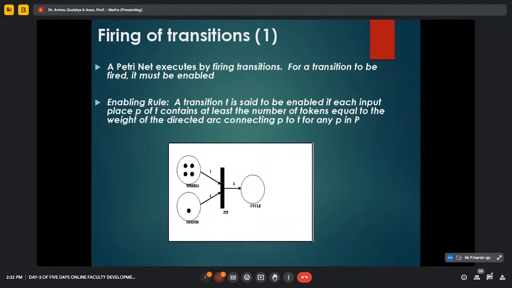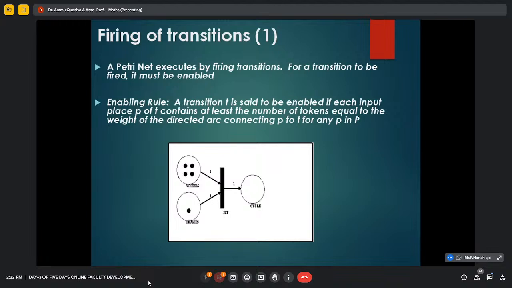So if you want this transition to fire, your wheel place should have at least two tokens, which is equal to the weight of the directed arc. The two denotes the weight of the directed arc. So this place should have at least two tokens for this transition to fire. Similarly, you need at least one frame in this place for this transition to fire, and these two things should happen simultaneously. That is another condition. When this condition holds good, only this transition will fire. So this is called the enabling rule.